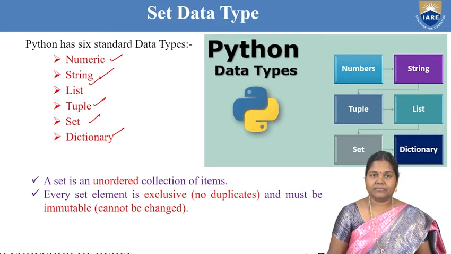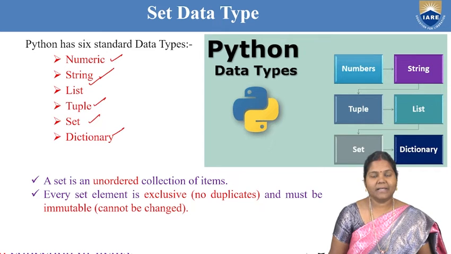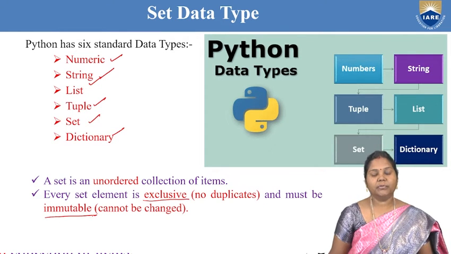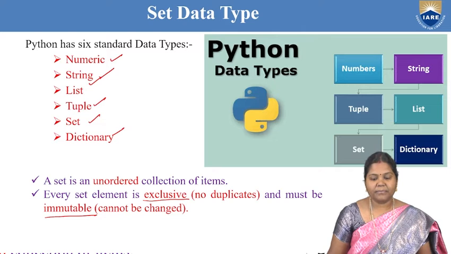Now what is a set first? Set is an unordered collection of data elements or data objects. Now every element in the set is exclusive, that means no duplicacy is allowed, and it must be immutable, that means it cannot be changed. So these are the two important properties: one is called the exclusive property and the other the immutable property of set. That means no duplicate elements are allowed, and once a set is created, you cannot change it. It is immutable.